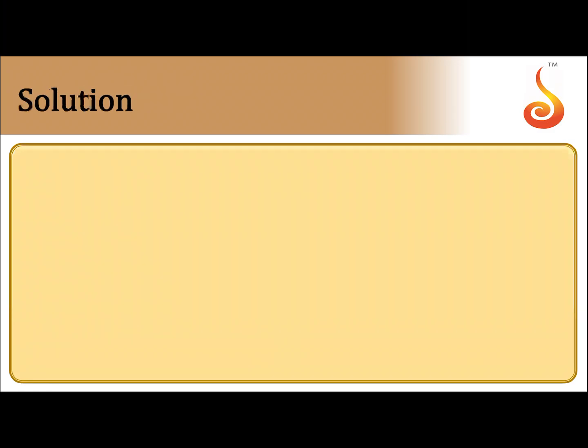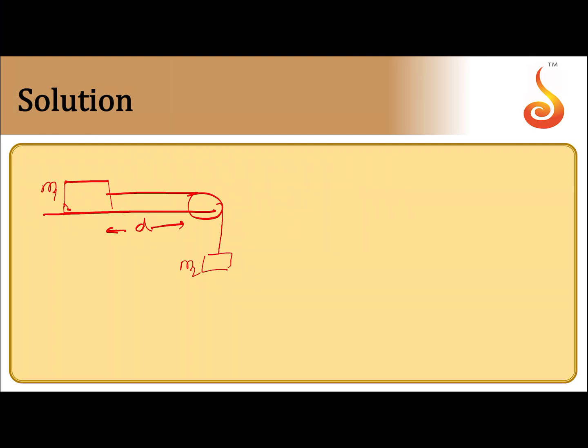Okay. So, this is the construction. The block is here. At what distance is it present from the pulley? It is located at a distance d. And another block of mass m2 is here, this being m1. Now, we are supposed to find the time taken by m1 to reach the pulley, that means cover a distance of d. Now, how to solve this problem?